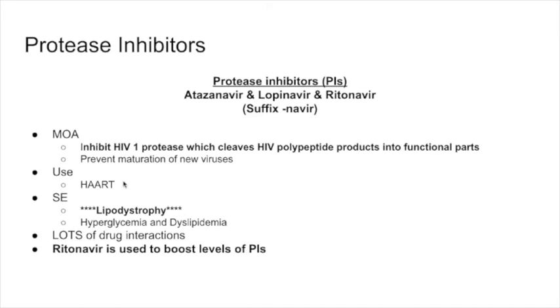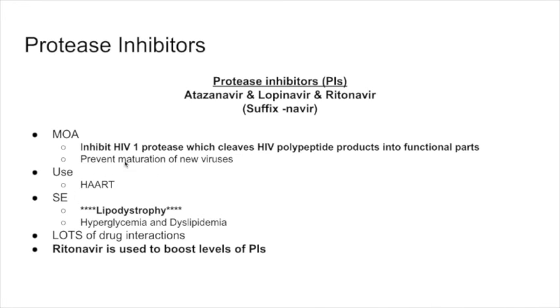Our next class of antiretrovirals are the protease inhibitors. The protease inhibitors end in navir. So atazanavir, lopinavir, and ritonavir. How these work is that they inhibit the HIV-1 protease enzyme, and this enzyme cleaves, as I mentioned earlier, the HIV polypeptide products into functional parts. So when HIV is made, it's made into this long chain, and it needs to be chopped up in order to be fully mature. So the test examiners love this statement that protease inhibitors prevent maturation of new viruses.